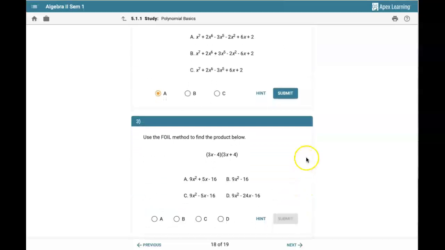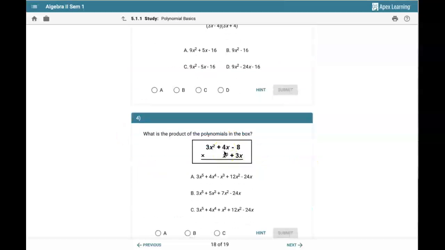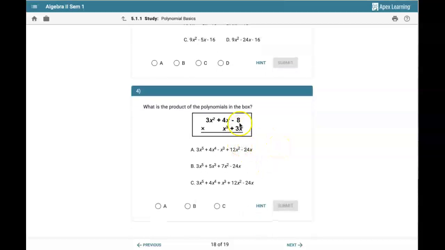All right. Using the FOIL method, first, outer, inner, last. You should be able to do that one. We've done a ton. Okay, and then what's the product of the polynomials in the box, right? So again, reminding ourselves that this is where we multiply the first term on the bottom by every term on top, right? And then we multiply the next term by everything on top and we add them all together. All right.